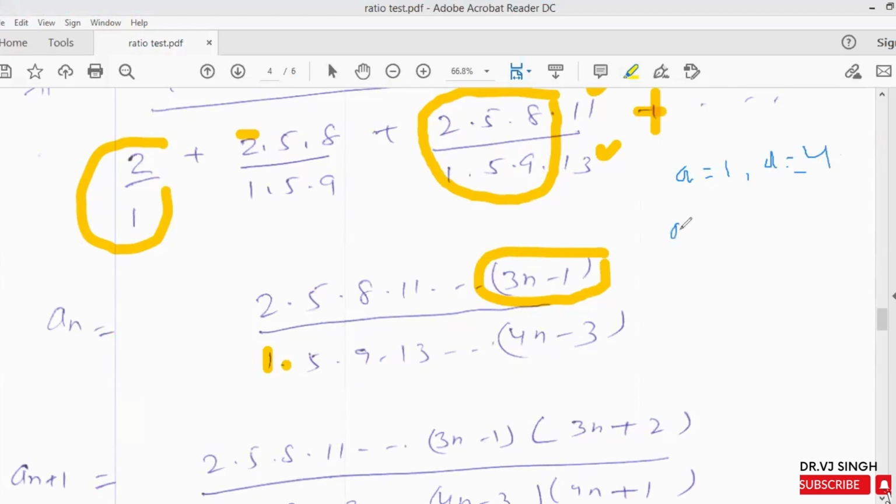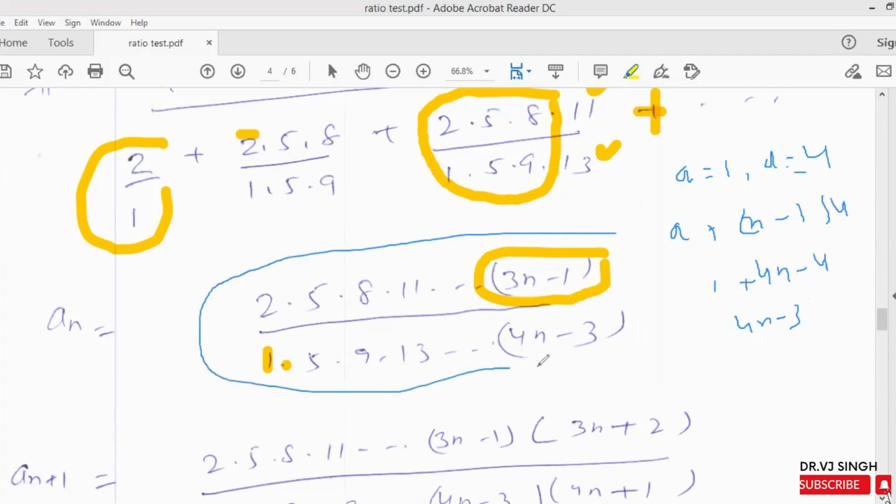So apply A plus (n minus 1) into D, that is 4. When we multiply, it becomes 4n minus 4, and A is 1. So 4n minus 3. This is a very, very important repeated term question.